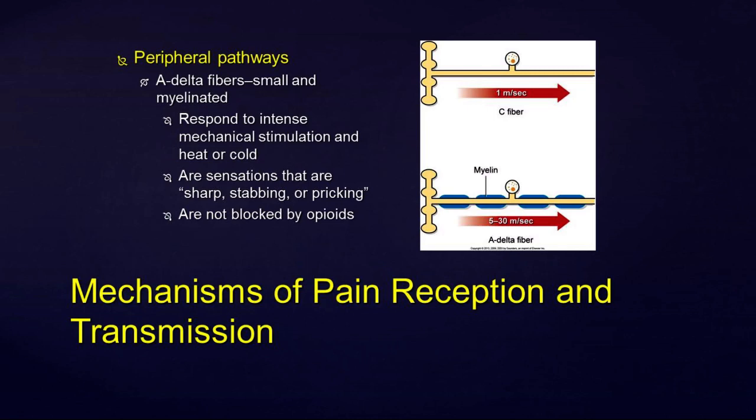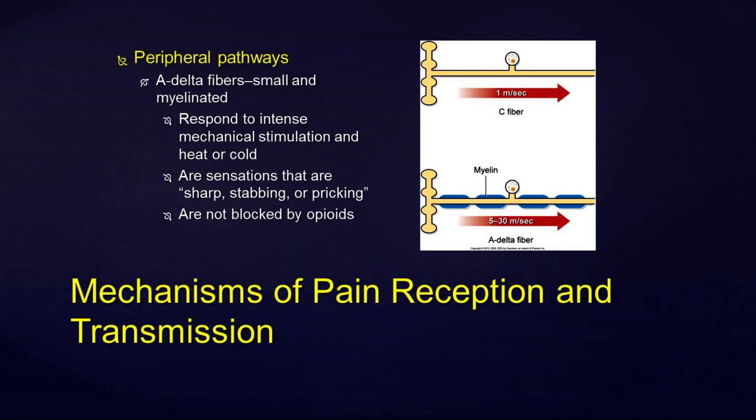So we're going to talk a little bit about the mechanisms of pain reception and transmission, and we're going to go into much more detail of this in neuro, but we have certain nerve fibers that respond to certain amounts of pain, certain types of pain. The first one that we're going to talk about is peripheral sensory pathways that are A delta fibers. They're small myelinated fibers. They respond to intense mechanical stimulation and heat or cold. So these are sensations that are sharp, stabbing, pricking pain, and they're not usually blocked by opioid medications.